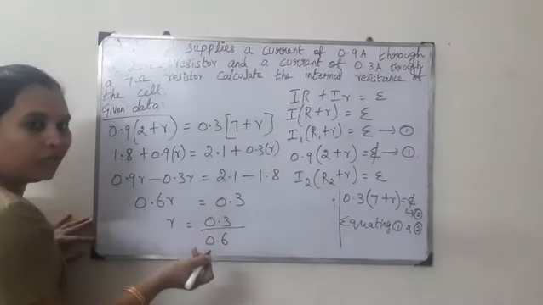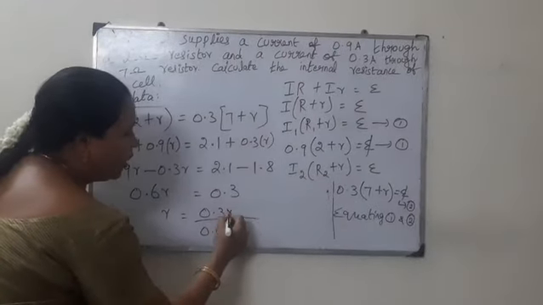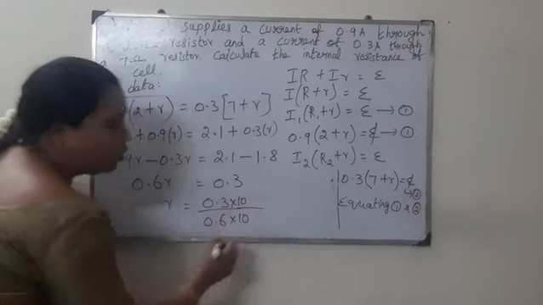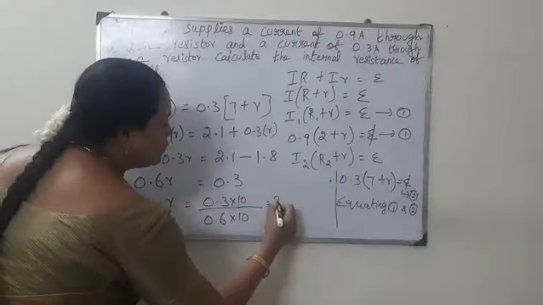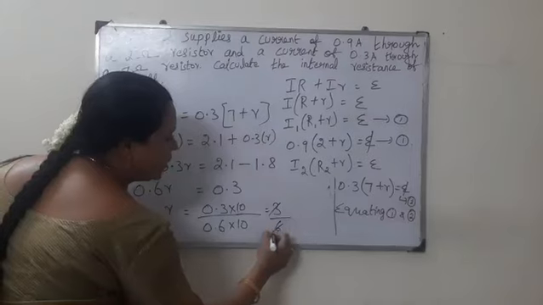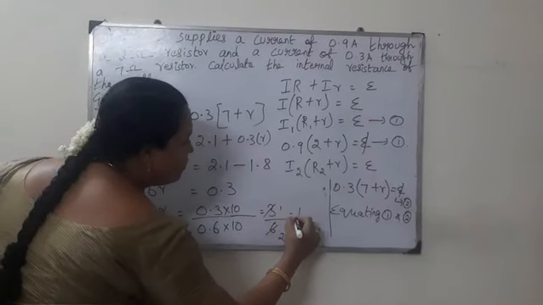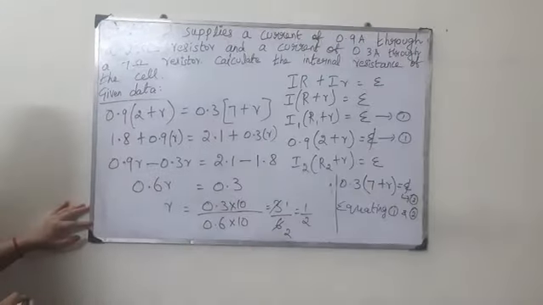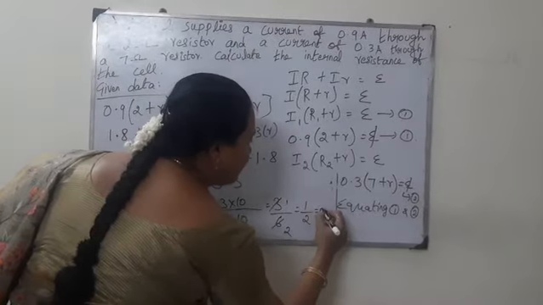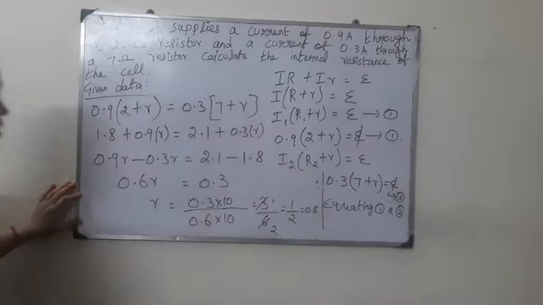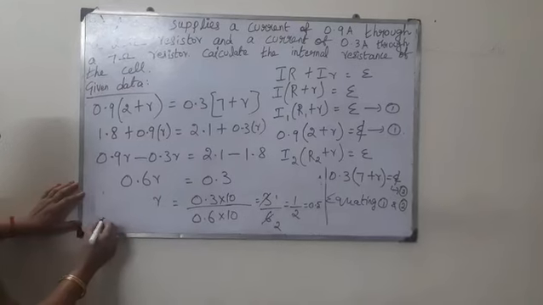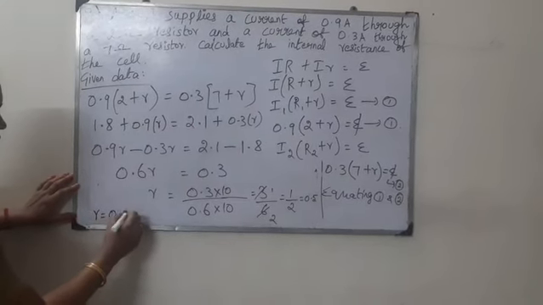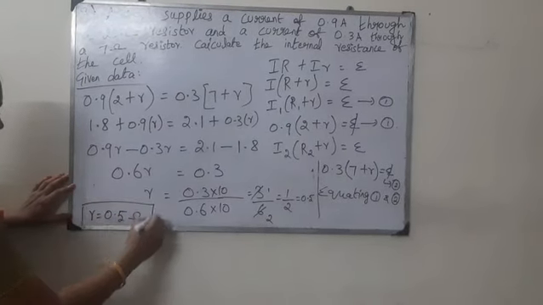You can straight away divide. Otherwise, to remove the point, multiply by 10 in both numerator and denominator. So we will have 3 by 6. So, 1 3 is 3, 2 3s are 6. So, 1 by 2. 1 by 2 is nothing but half. That is 0.5. Okay. So, the answer is internal resistance r is equal to 0.5 ohms. This is the answer.